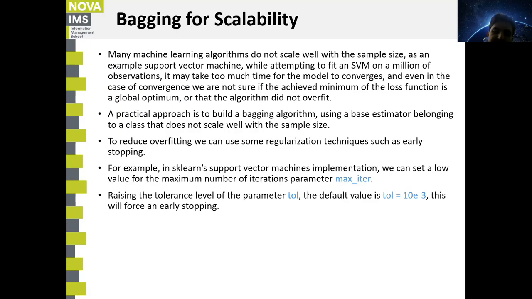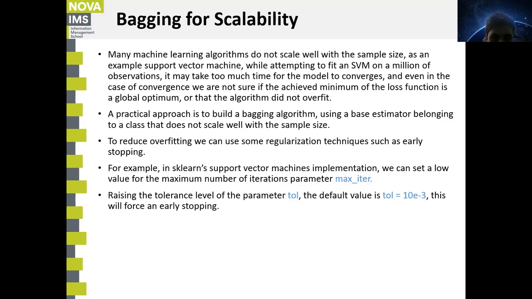Bagging for scalability. Many machine learning algorithms do not scale well with the sample size. As an example, the support vector machine. While attempting to fit a support vector machine on 1 million observations, it may take too much time for the model to converge. And even in the case of convergence, we are not sure the achieved minimum of the loss function is a global optimum, or that the algorithm did not overfit. A practical approach is to build a bagging algorithm using a base estimator belonging to a class that does not scale well with the sample size.